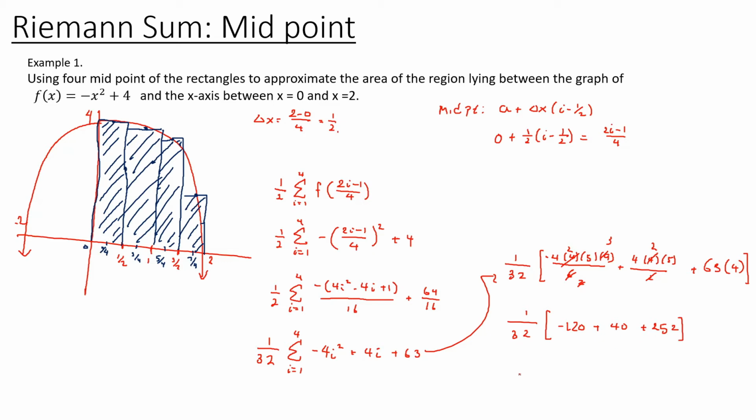Add them up and divide by 32. So it should come out to be 172 over 32. And this is divisible by 2, in fact, 4. So the answer comes out to be 43 over 8 as your area. So the area using the midpoint, using 4 rectangles, comes out to be 43 over 8.